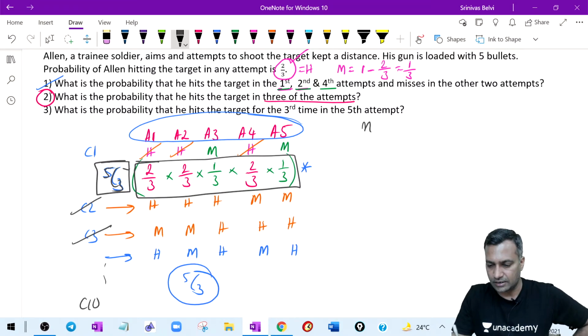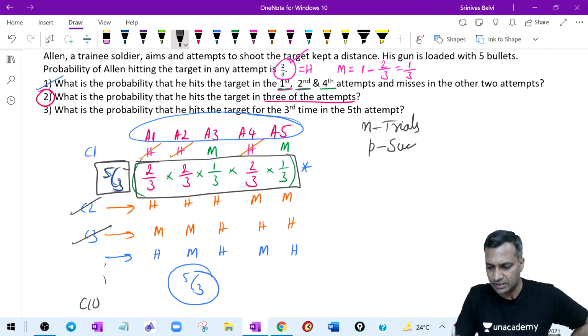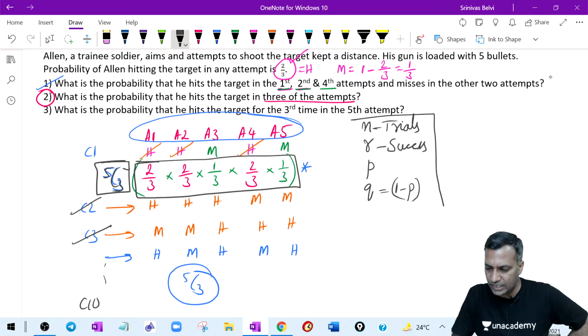If there are n trials; there were 5 trials here. What if there were n trials? Listen, if there were n trials and I want R successes, which in this case was about 3 times hitting the target. Now, P is the probability of success. Q becomes the probability of failure. Q is nothing but technically 1 minus P. Now these would be the 4 ingredients I will have.